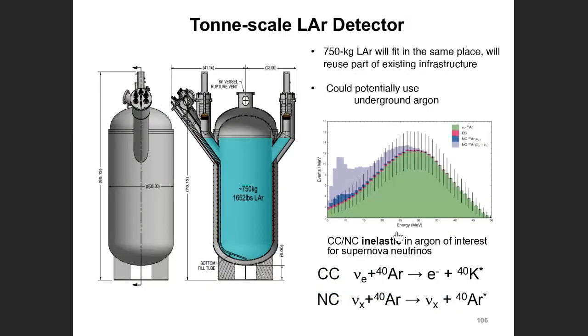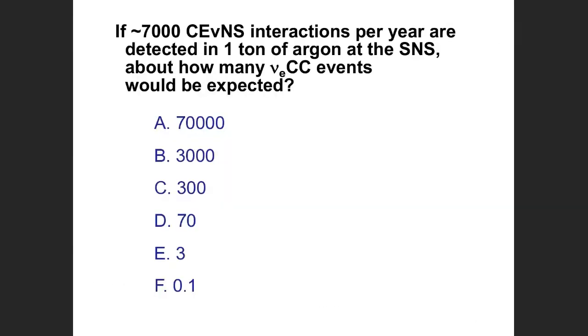We are also planning, this doesn't have funding secured yet, a ton scale liquid argon detector, which is like the current 20 kilogram argon detector, but bigger in the same location. This is actually also interesting for looking at charge current. We call these inelastic charge current interactions, which are useful for supernova neutrinos.